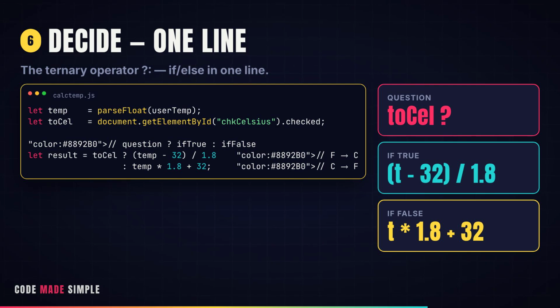Last piece. Show the user the answer. Template literals. Backticks around your string. Dollar sign, curly braces around any variable. The value 32 converts to 0. Clean. Readable, done. That's the whole loop.